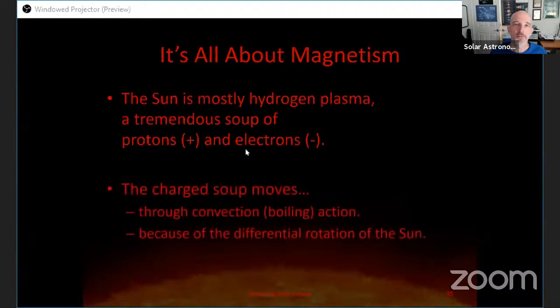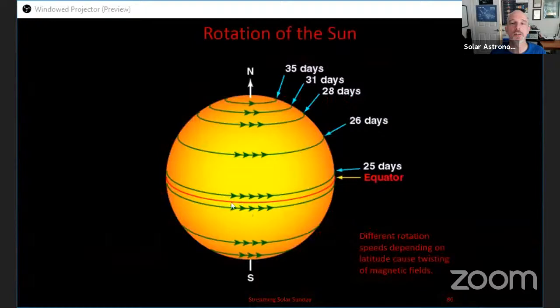If you remember some of your physics from high school, or even if you don't, it's fine. This charged soup moves through convection, boiling action, like we talked about before. Things are bubbling up from the radiation zone, heat is convecting up to the outer layers of the sun, and also because of something called differential rotation. Let me explain what this differential rotation thing means.